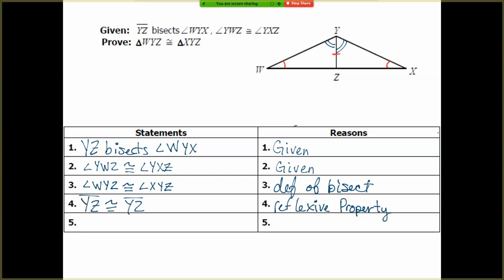So now when I look at my two triangles, I've proven two pairs of congruent angles, one pair of congruent sides. The side is not included, so I can prove them by AAS because the side's not included. So now I know that triangle WYZ is congruent to triangle XYZ.